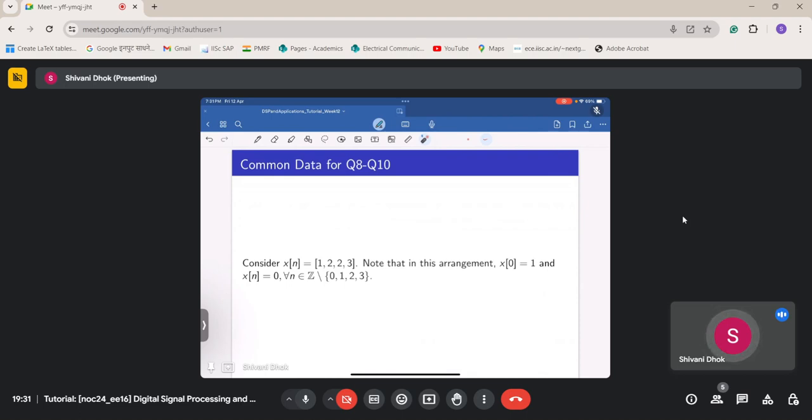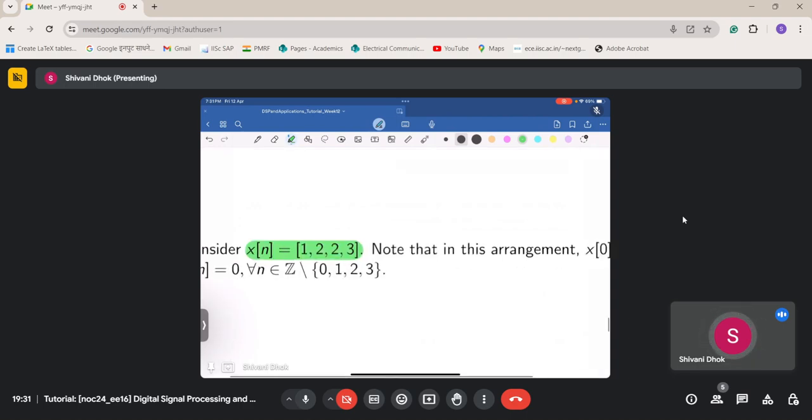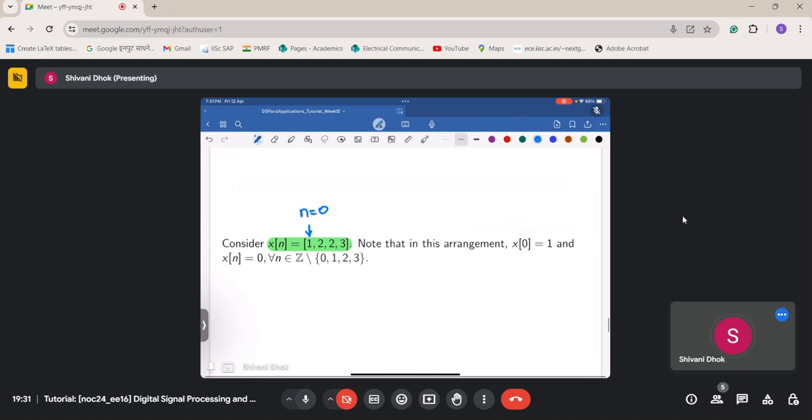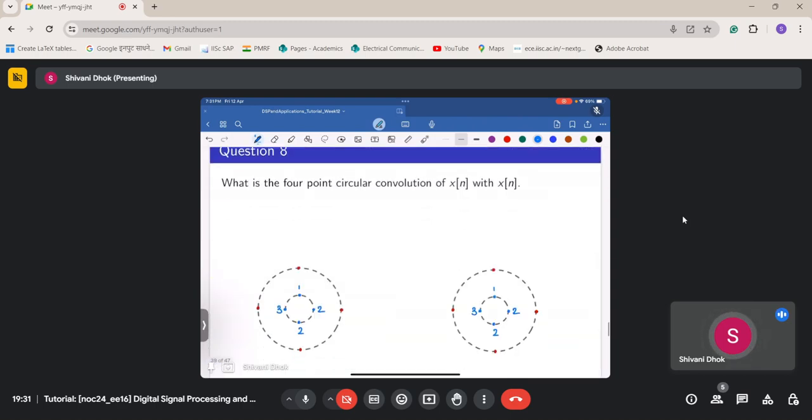For questions 8 to 10, we have this common data. It says that I have a 4-point signal x of n, which is given by the sequence 1 2 2 3. So this is at n equal to 0, x of 0 is 1. Note that only this is given, and for other values of n, x of n is equal to 0. So this is the x of n that we have. Now let us go to the question that is given to us.